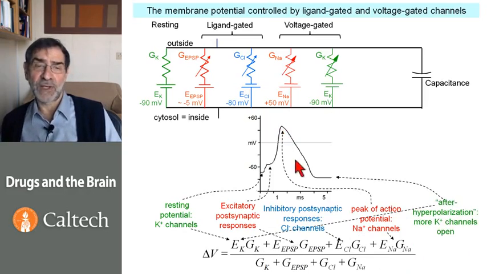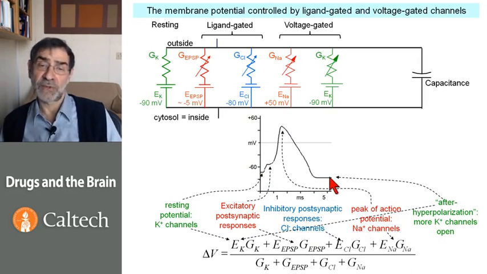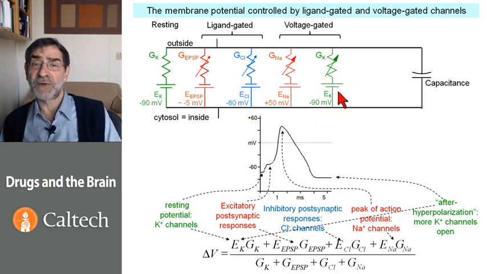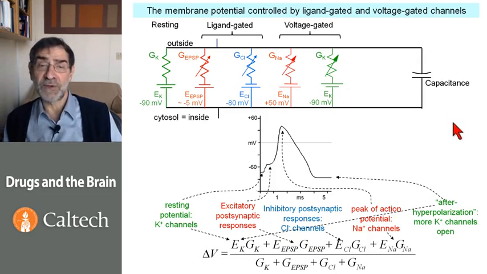And then, if we look carefully, we note that there is an after hyperpolarization. The membrane potential actually becomes more negative than the resting potential for a few milliseconds. And that's because even more potassium channels open, dominate the membrane potential even more strongly. And these are different voltage-gated potassium channels than the resting potassium channels. So that's the view that we all have of action potentials.